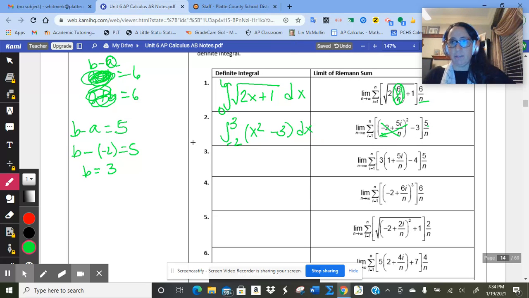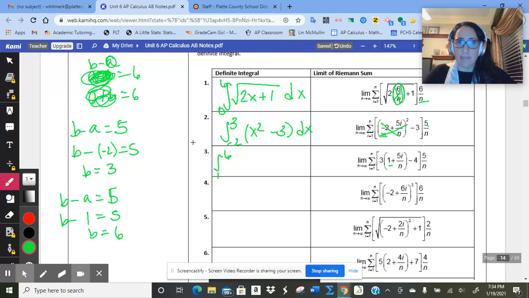All right, I've got this. I started at 1, and I need 5. So b minus a is 5, and I'm subtracting, my a is 1, so b is 6. And does that distance equal 5? Yes. That's what we're doing. Okay, so then that's my x part. So I have 3x minus 4 dx.